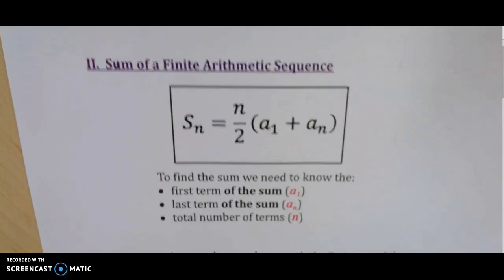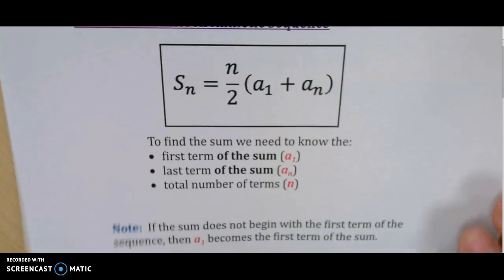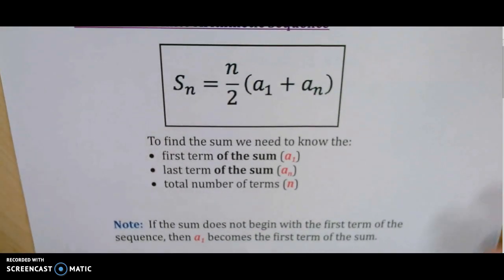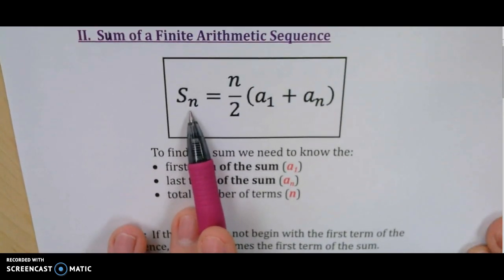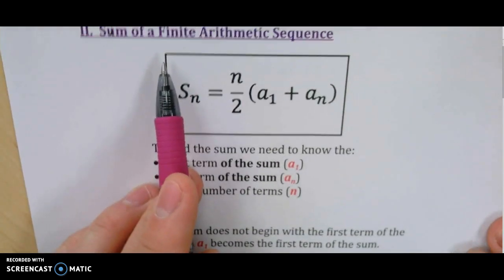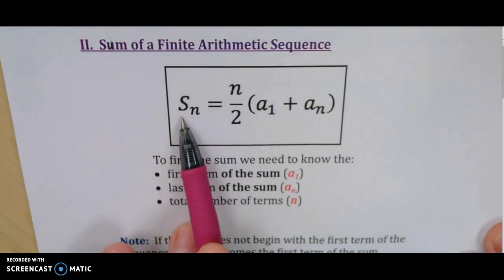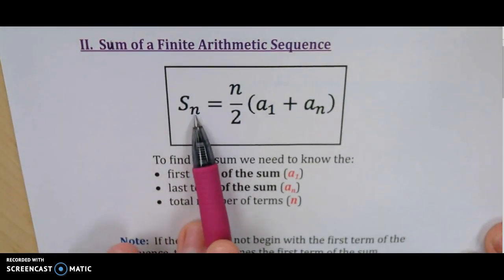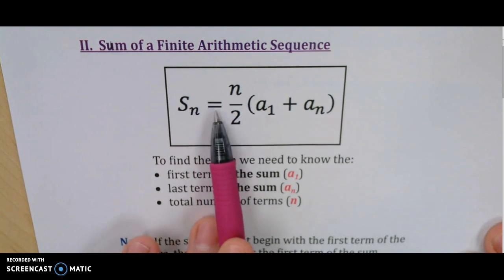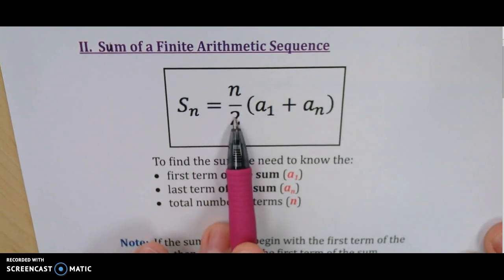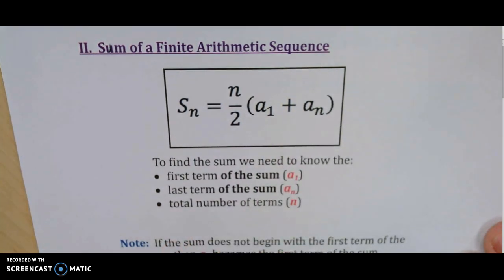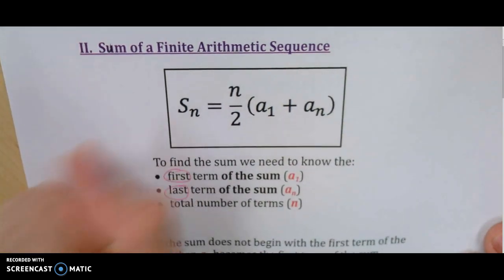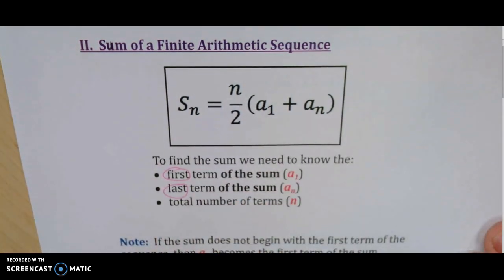By the way, if you need to pause the video, I would strongly suggest doing so now. So the summation formula for a finite series, again, finite meaning we know where it ends, is given as this. The sum of the first n terms equals however many terms over 2 times the quantity of the first term plus the last term.